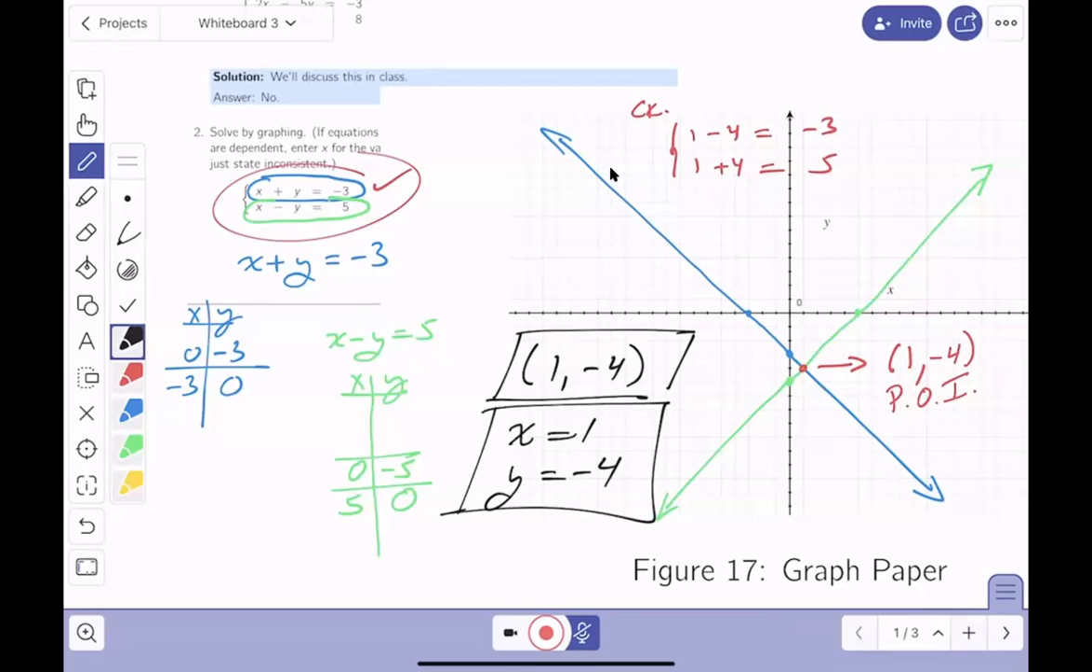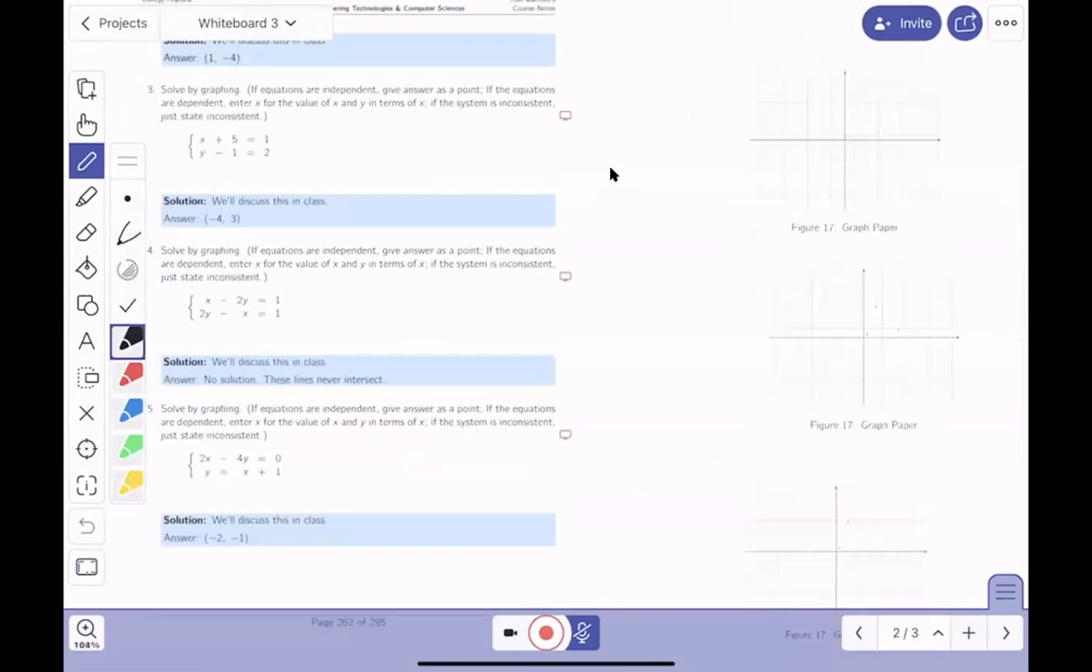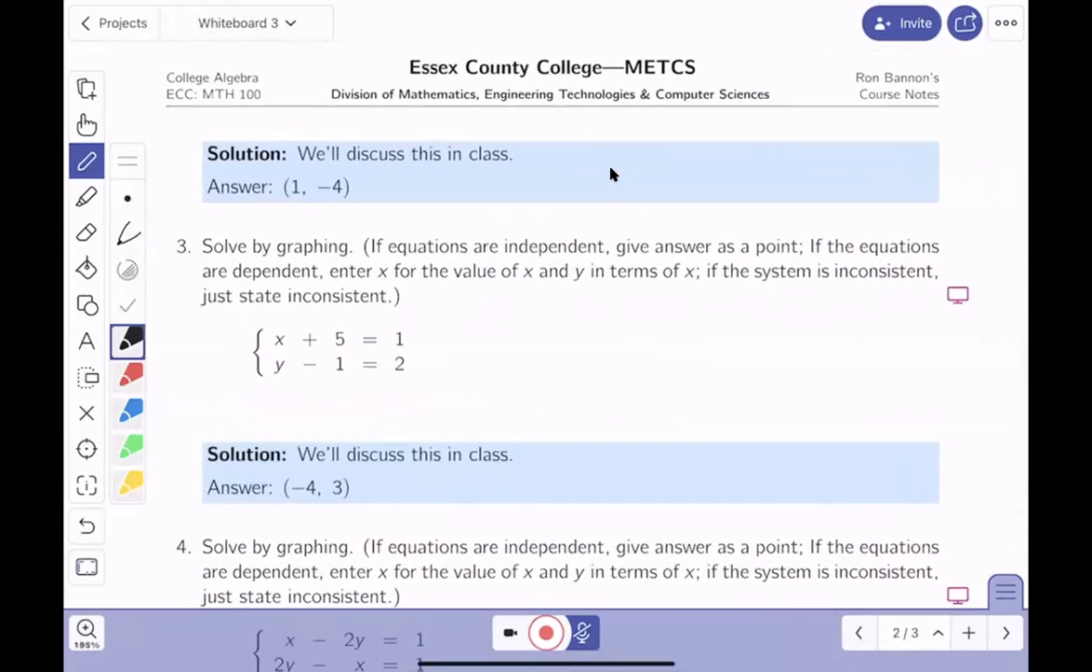Now let's look at the answer key, see how we did. This number 2, I'm hoping to see 1, -4 in the answer key. And what do we see? Lo and behold, we see it. All right, I'm going to do number 3 now. It says solve by graphing.